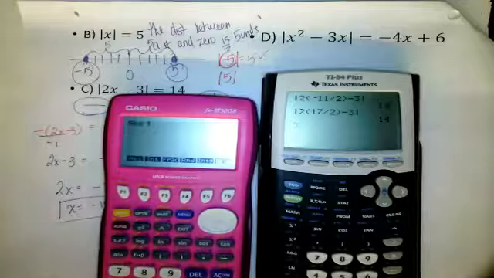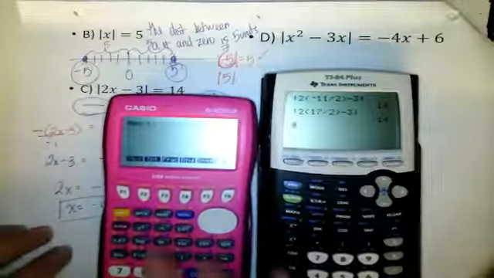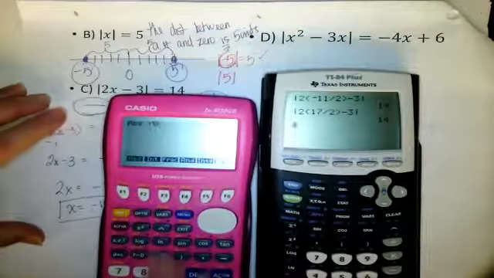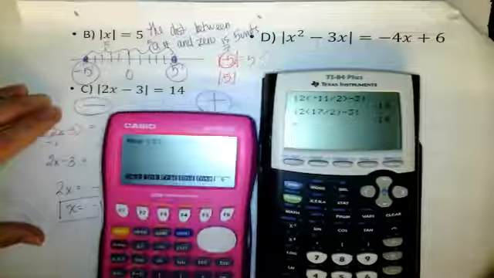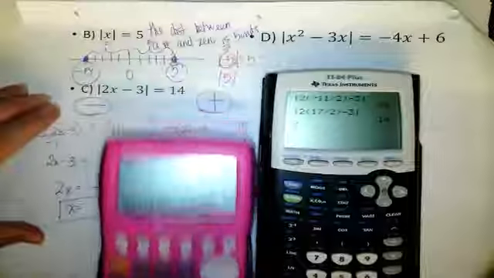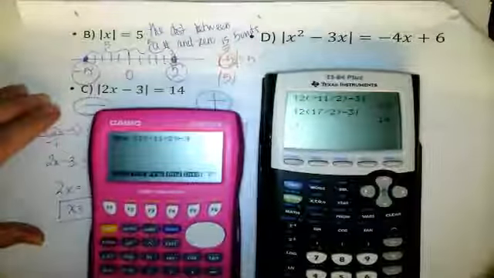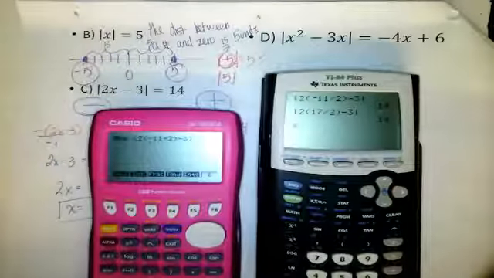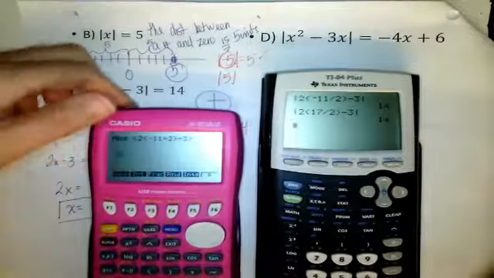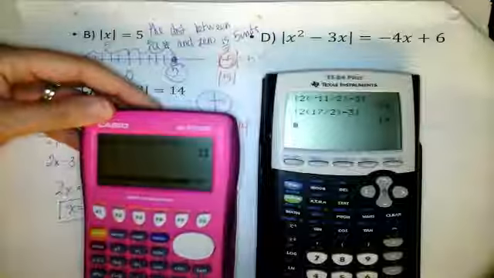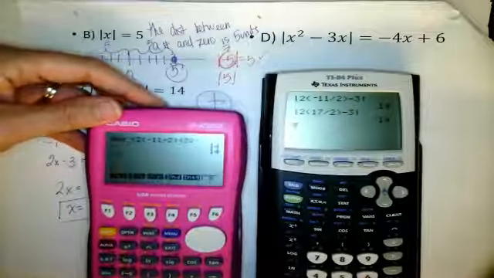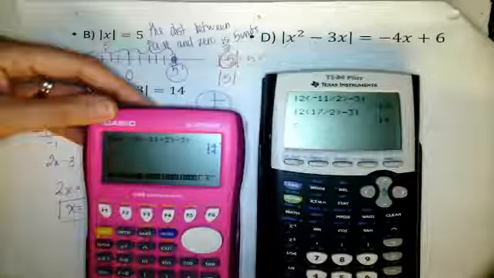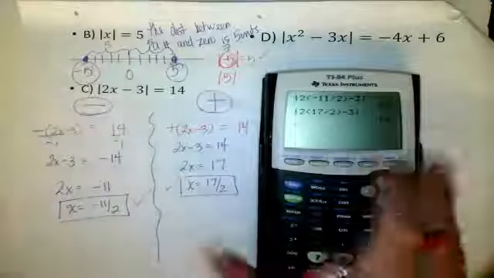All right. So absolute value of, and again, you're going to want to use parentheses, 2 times the negative 11 halves minus 3, and close those parentheses, and you get 14 there too. Okay. All right. So again, if you need help, I can help you with those.